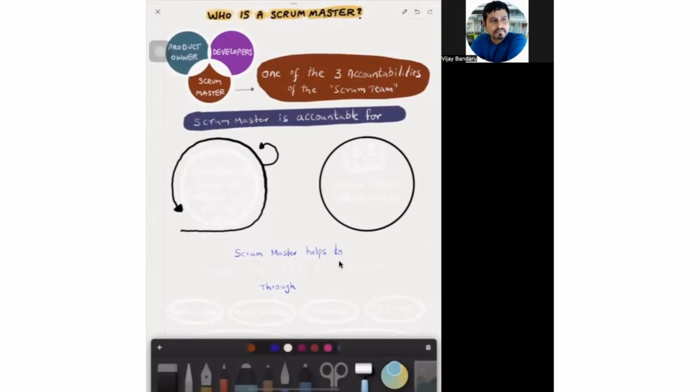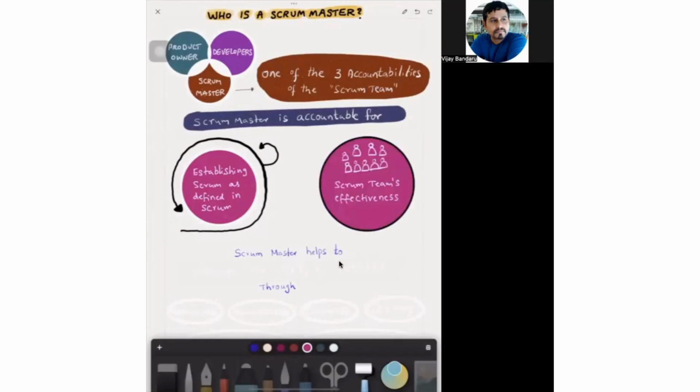Scrum Master is accountable for Scrum establishment. That means establishing Scrum as defined in the Scrum Guide in both the team as well as the organization. They do this by helping people and teams understand what Scrum is, and what the empirical approach to solving complex problems is. That is one fundamental accountability.